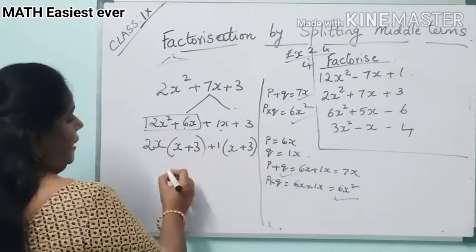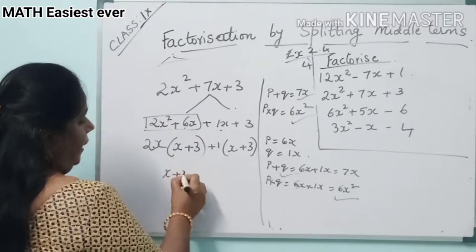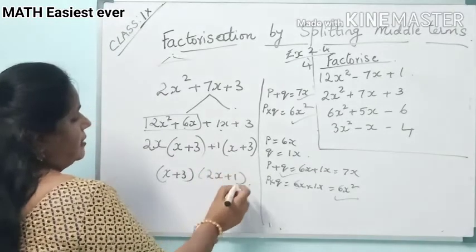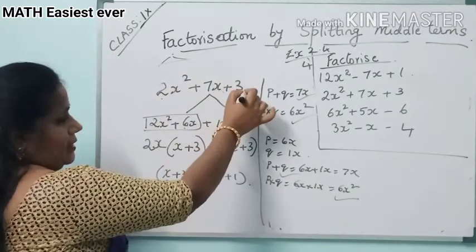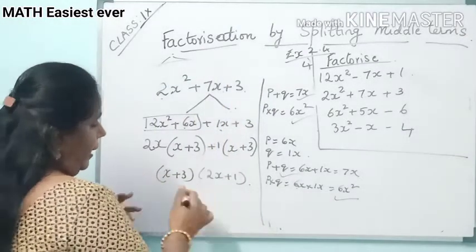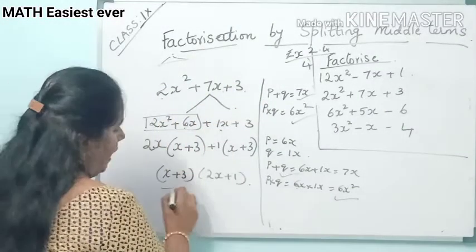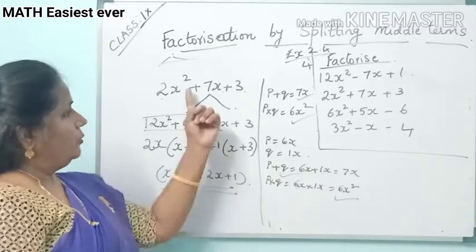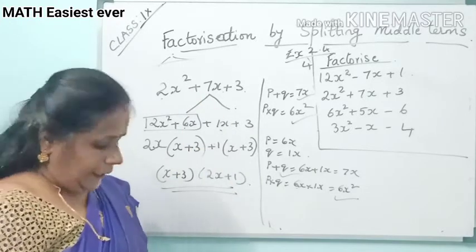These two x plus 3 I will take as common again now. And what is left now? 2x plus 1. So what are the factors of 2x square plus 7x plus 3? The factors are x plus 3 and 2x plus 1. In other words, if you multiply these two, you will get this term. Okay. Let's do one more sum.